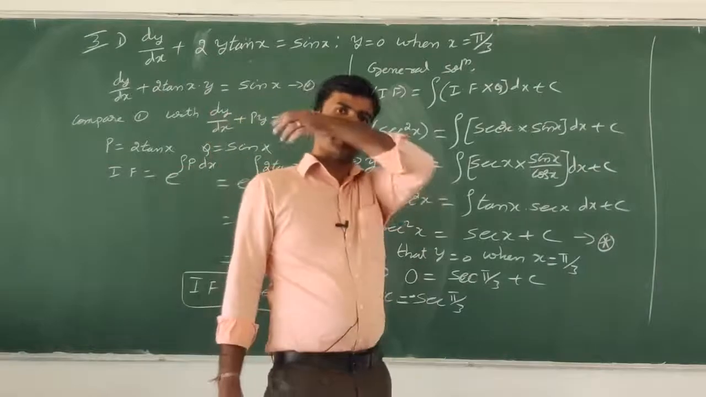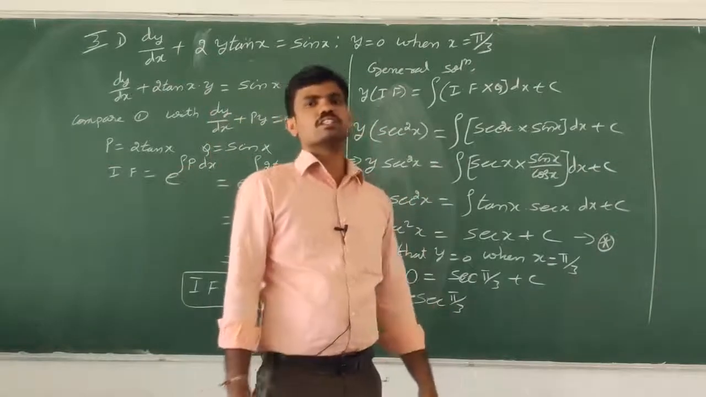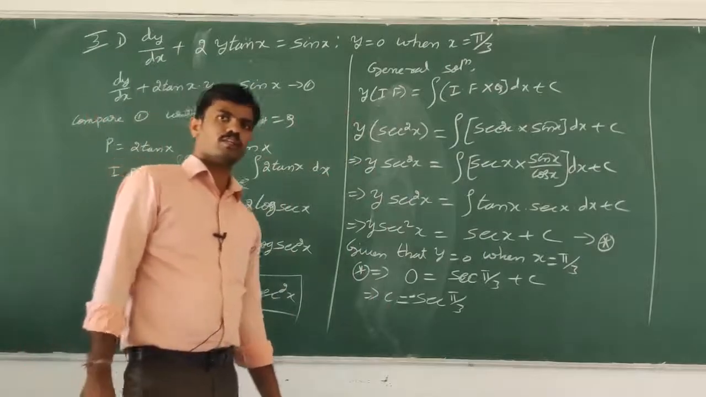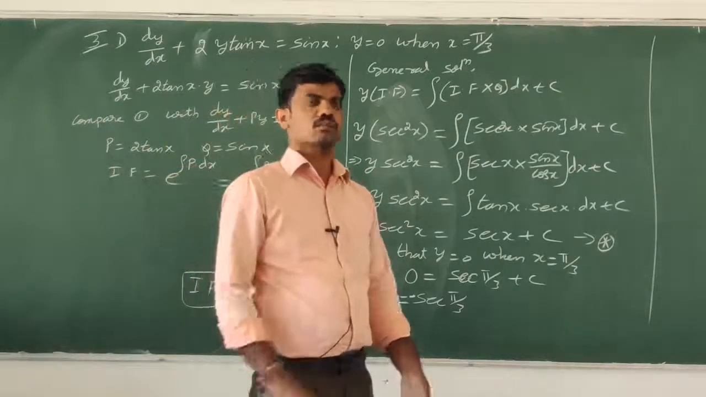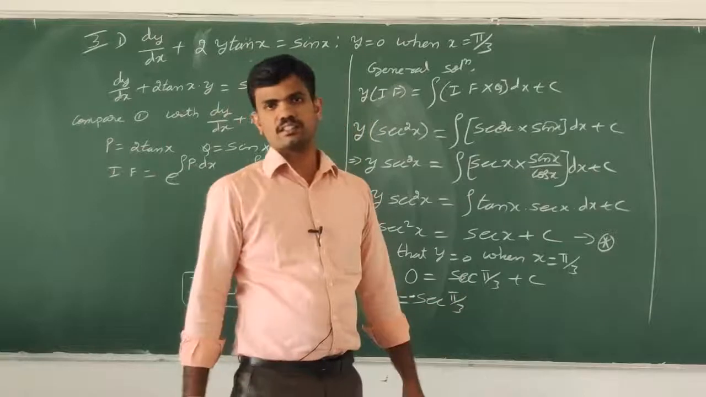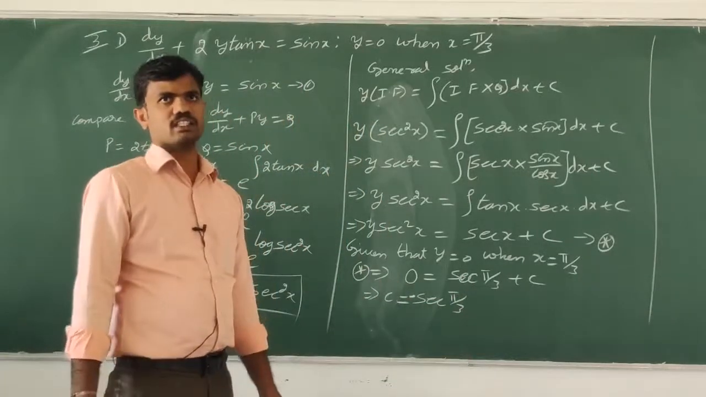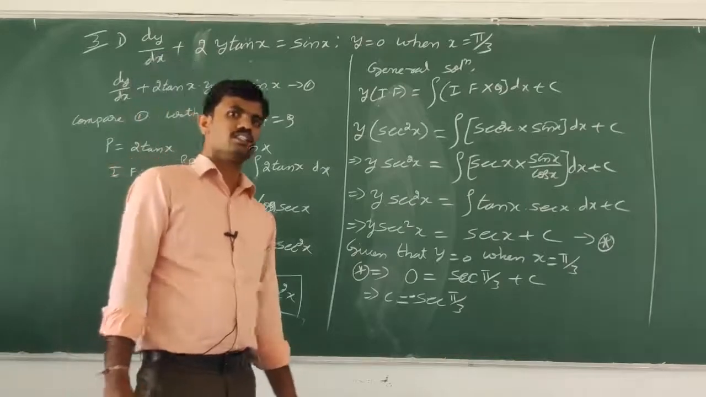So what is the value of cos 60? What is the value of cos 60? Root 3 by 2 or 1 by 2? So pi by 3 is nothing but 60 degree. Pi by 3 is nothing but 60 degree. So cos 60 is 1 by 2.